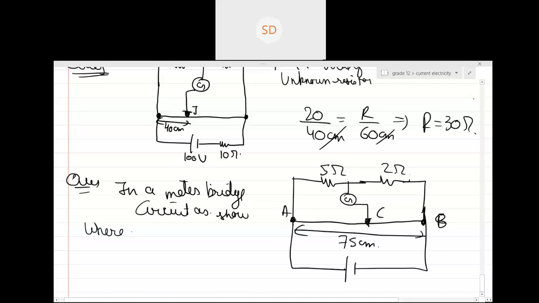Where will B be located with respect to Q? Did you understand the question? Yes, sir. Do it fast.